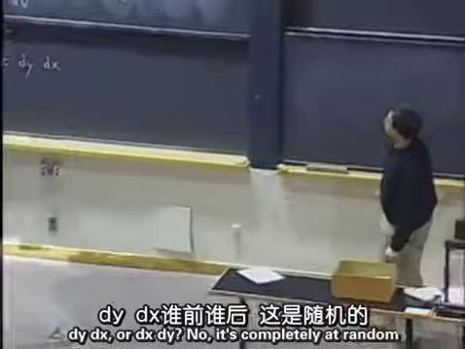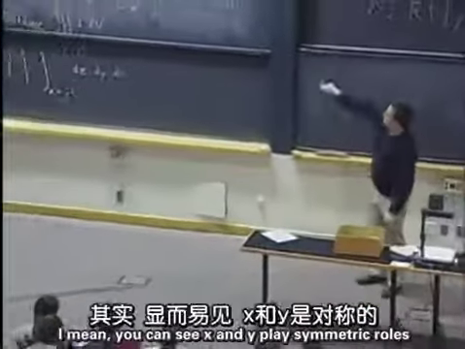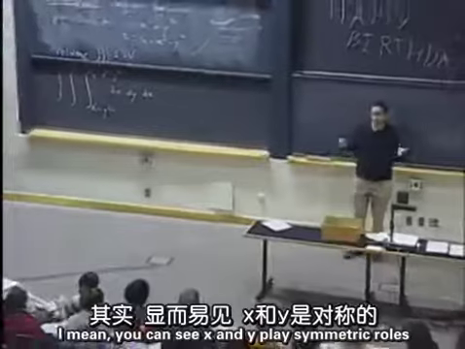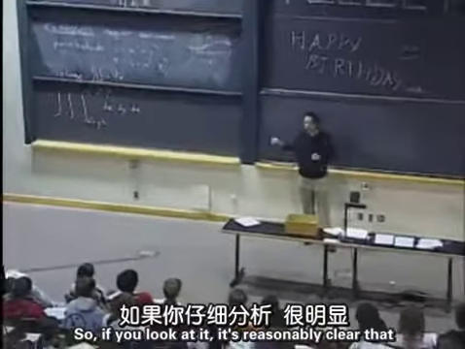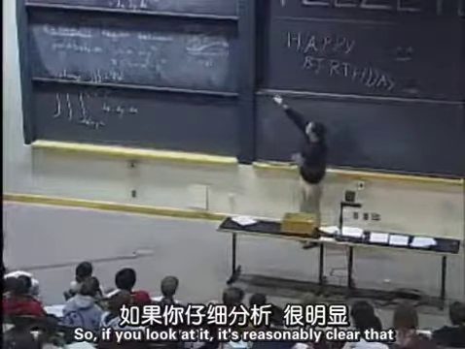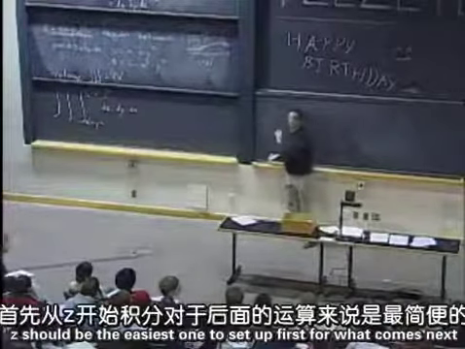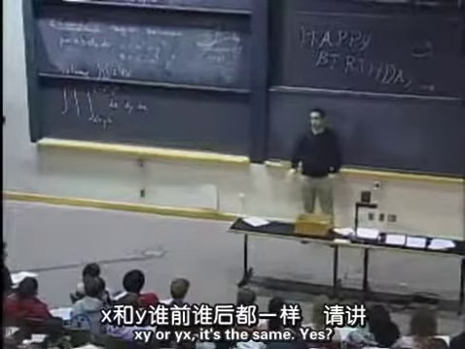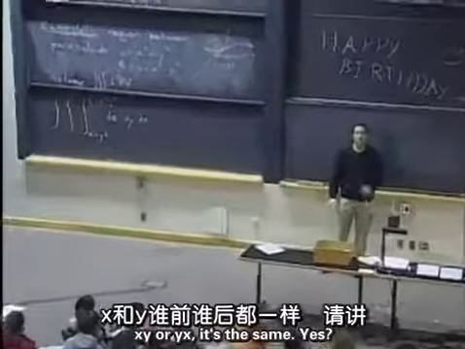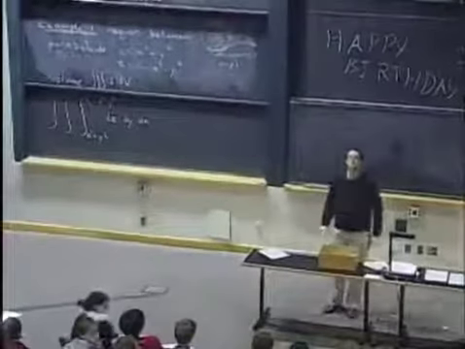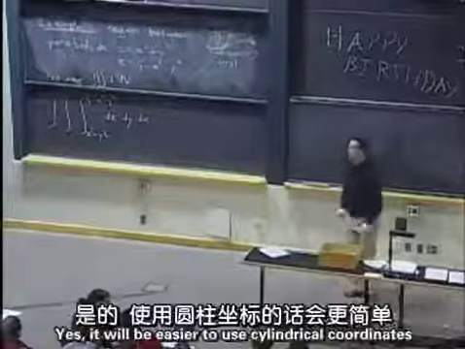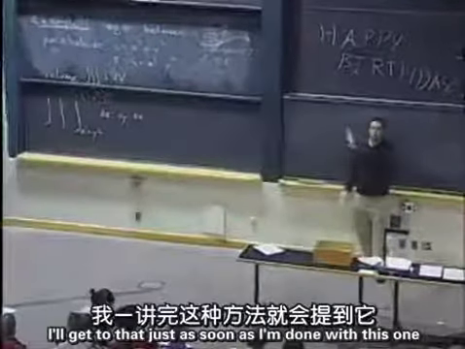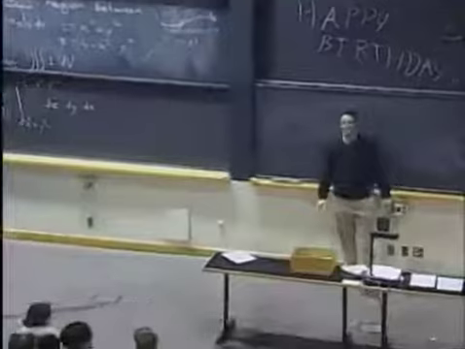Dy dx or dx dy, it's completely at random. You can see x and y play symmetric roles. If you look at it, it's reasonably clear that z should be the easiest one to set up first. For what comes next, x, y or y, x, it's the same. Yes? Yes, it will be easier to use cylindrical coordinates. I'll get to that just as soon as I'm done with this one.